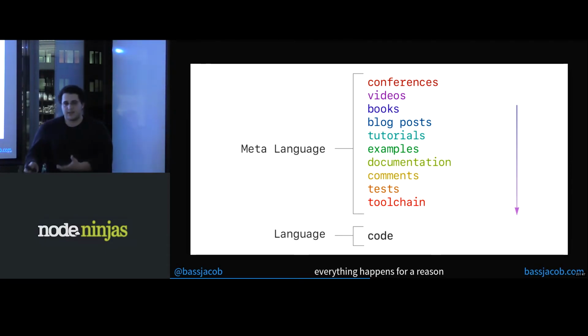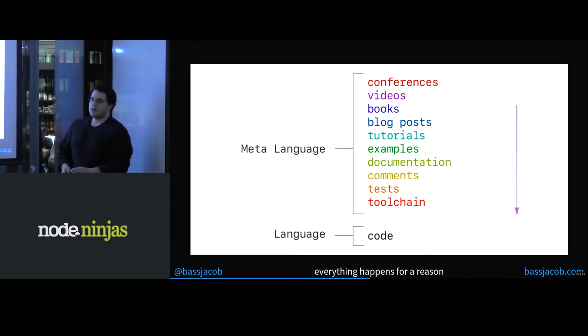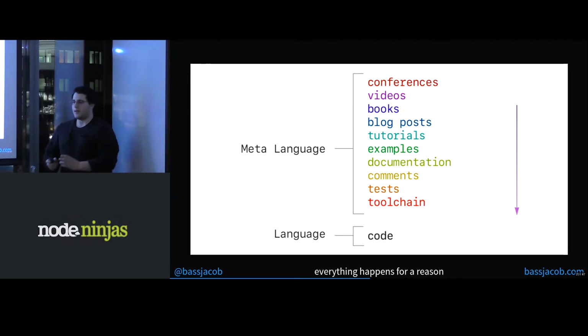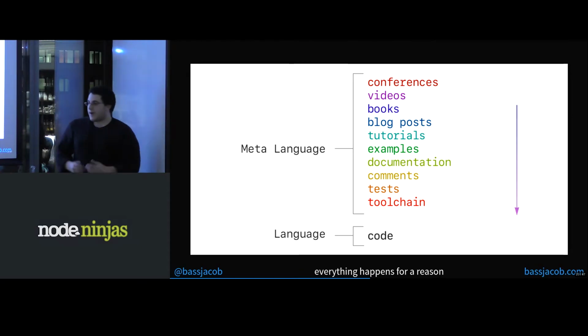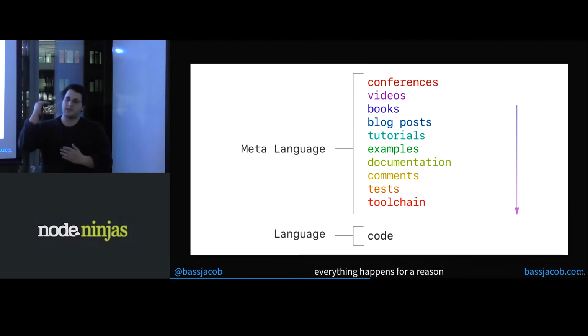These are all things that exist in the ecosystem to solve problems because JavaScript fundamentally does not solve these problems for you. The language does not cater to the needs of the people who are writing the language for a living. So we have this concept of the meta language, all of the things that sit above the code that you write day to day.